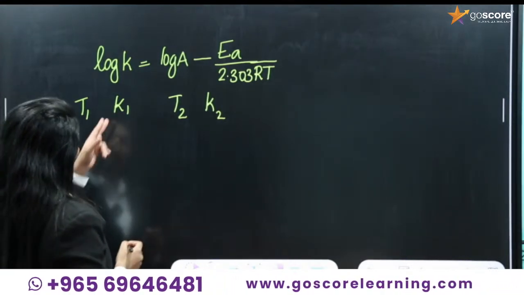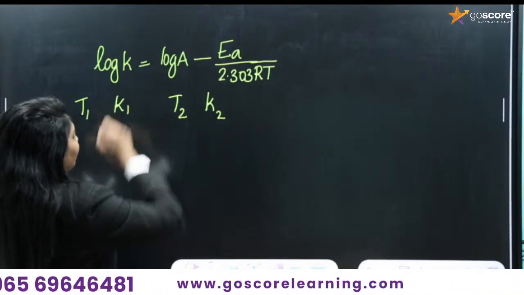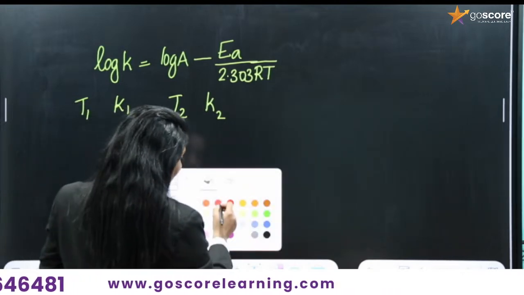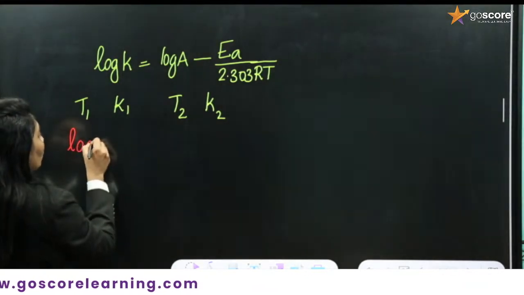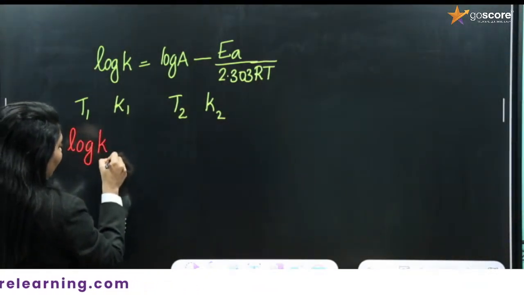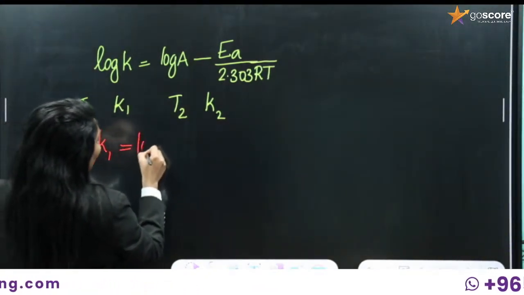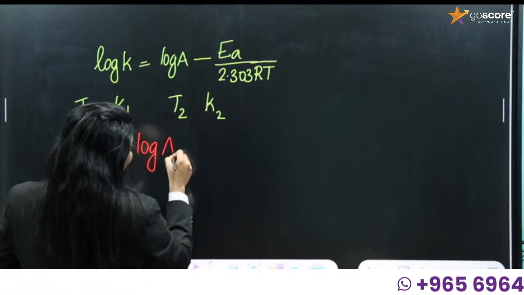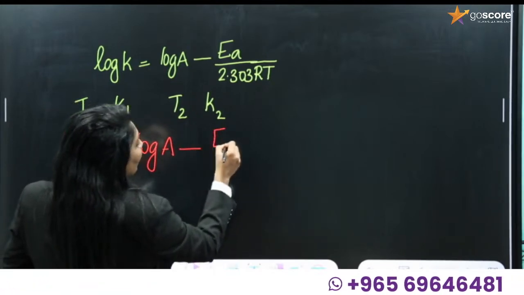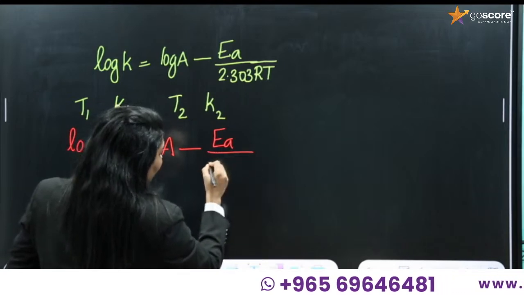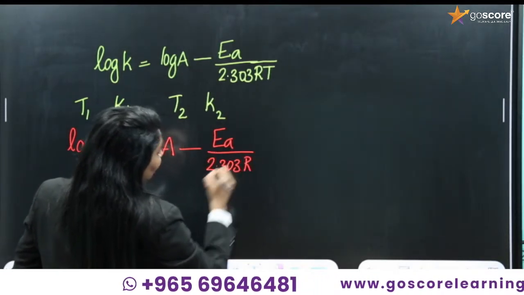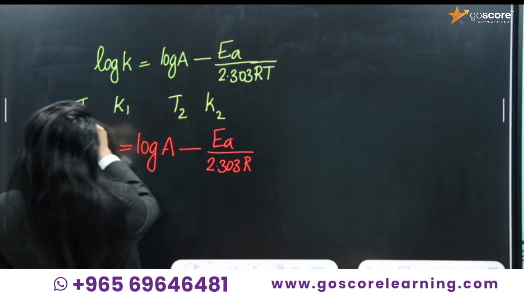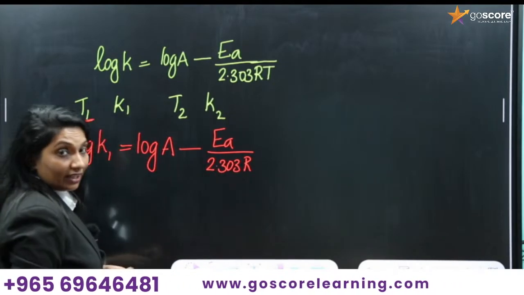Let's see, when the temperature is T1 and the rate constant is K1, how can we write it? The first equation will be log K1 is equal to log A minus EA by 2.303 R, and what is the temperature here? It is T1, right?